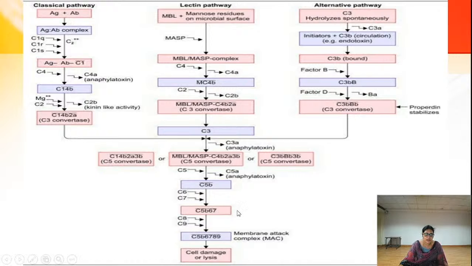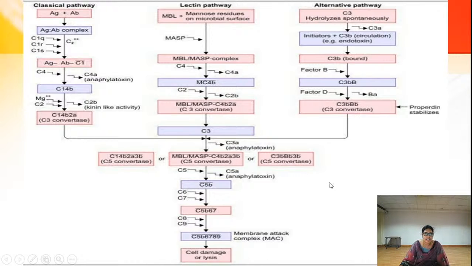So the membrane attack complex is common. Which is the membrane attack complex? It is 5b, 6, 7, 8, 9. So once you get the membrane attack complex, you know our ultimate goal is to get this membrane attack complex through any of these pathways.